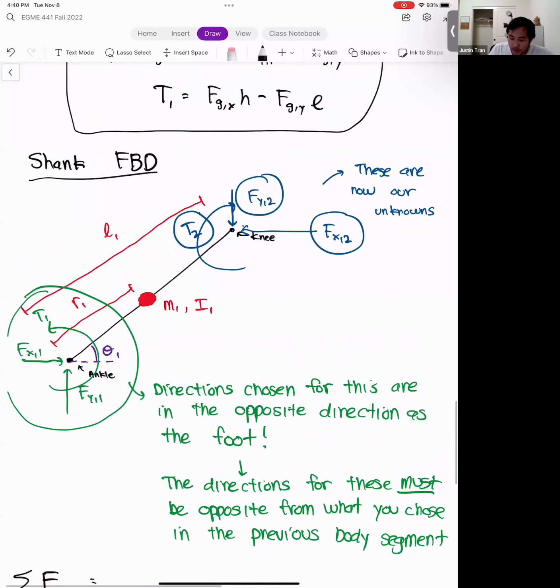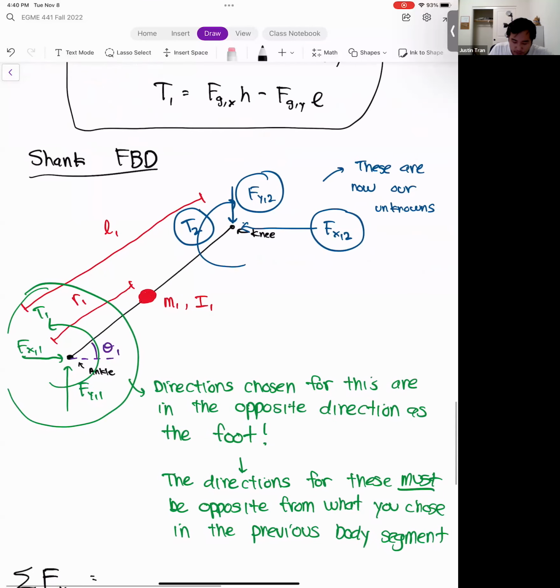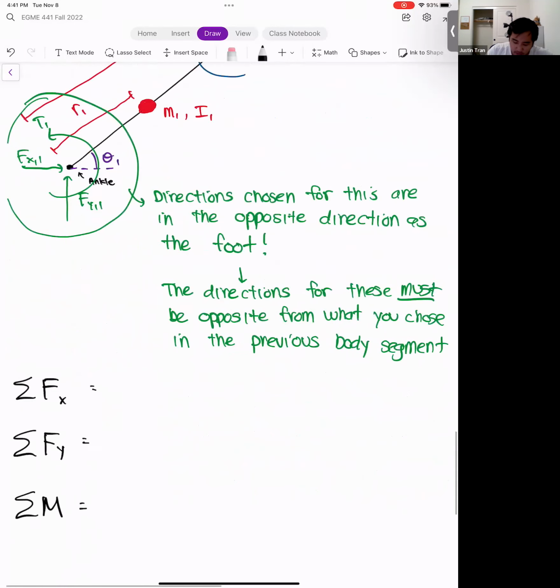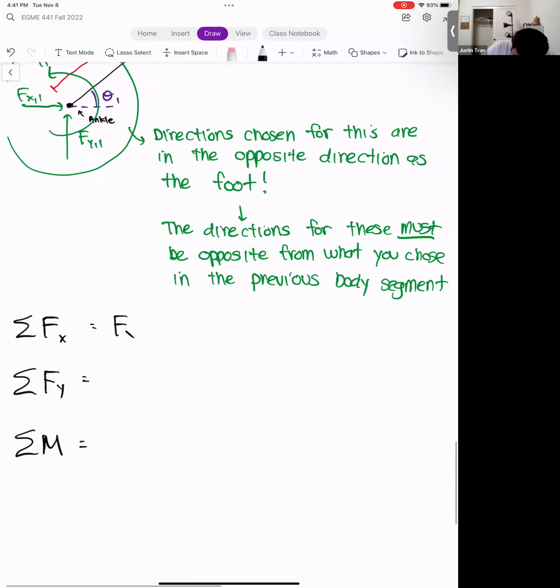And so in the x direction, we just have two forces here. We have the reaction force at the ankle joint, as well as the reaction force at the knee joint. They're going in opposite directions. Fx1 is going to the right, Fx2 is going to the left. And so we have Fx1 minus Fx2. Okay. This is equal to m1, which is the mass of the shank, times ASX. Okay, so that's the acceleration of the shank in the x direction.